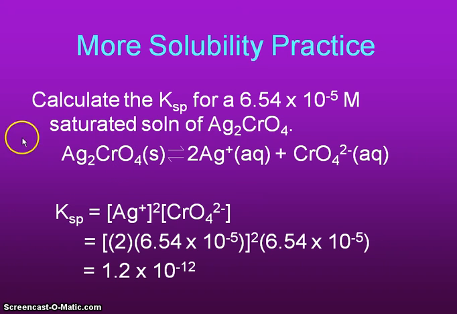Now, since we are given the concentration of our solid, and this is in a 1-to-1 ratio with the chromate ion, then this original concentration is also going to be the chromate's concentration, so 6.54 times 10 to the negative fifth. Now with the silver, this is a 1-to-2 ratio, so I'm going to have to multiply this concentration by 2 and plug it into my equation, and then still square it, because that's part of my original KSP expression. If this were a 3 coefficient, I'd multiply it by 3 and then cube it. It's whatever that coefficient is. Plug all that into your calculator and you get 1.2 times 10 to the negative 12th.